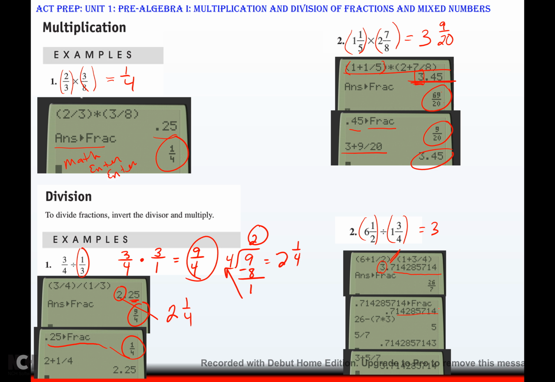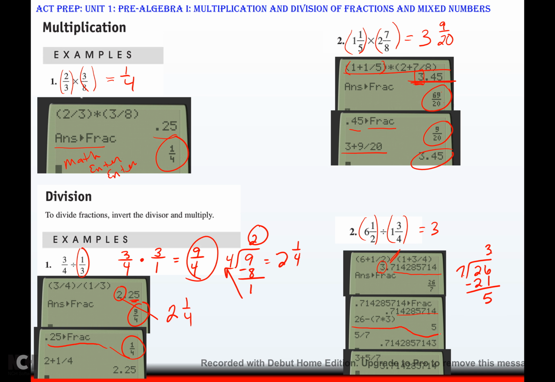And that's because there didn't go out enough decimal places for the calculator to turn it back into a fraction. So what you can do is, what this says is 7 goes into 26 3 whole times. 7 times 3 is 21. 26 take away 21 leaves 5 left over.